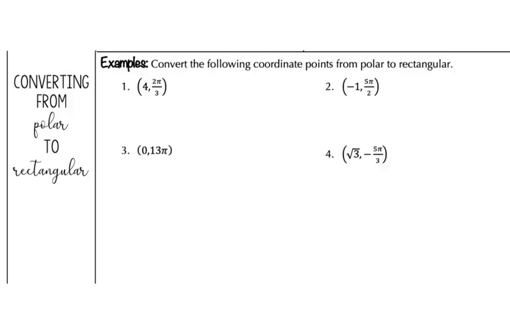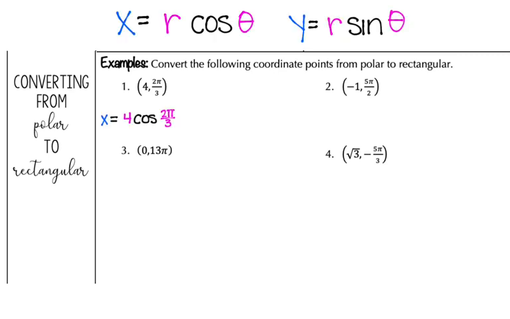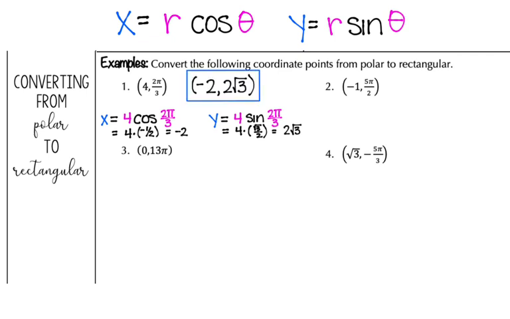So let's do some converting. We've got polar. There's 4 different points here that are in polar. We're going to use converting from polar to rectangular. So we're going to be using r sine theta and r cos theta. And then we have our r and our theta. We plug it in and we evaluate. So for our x, we get -2. For our y, we get 2 root 3. And so the point in rectangular is -2 comma 2 root 3.